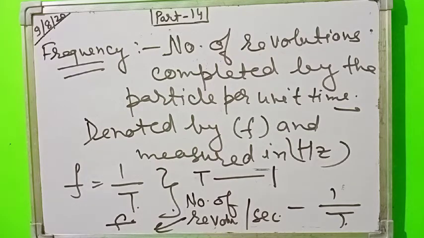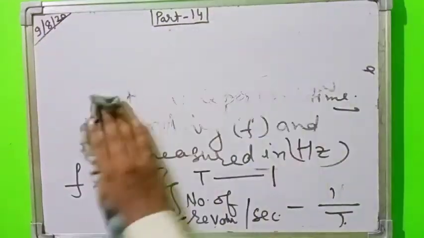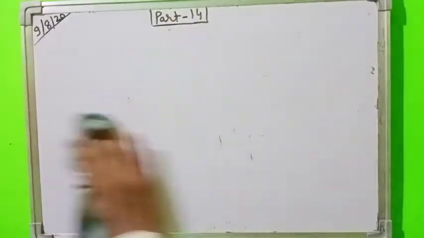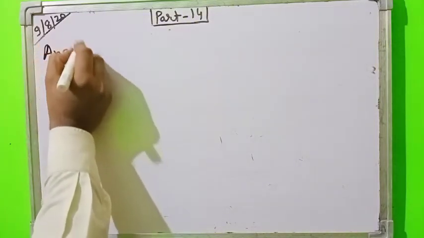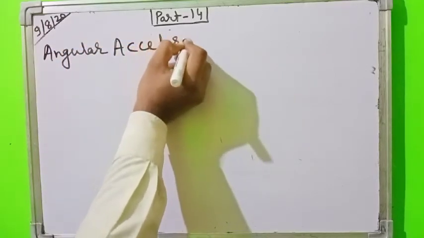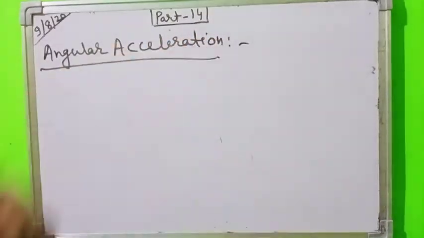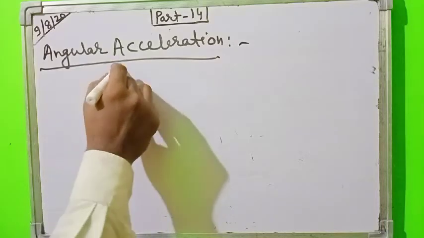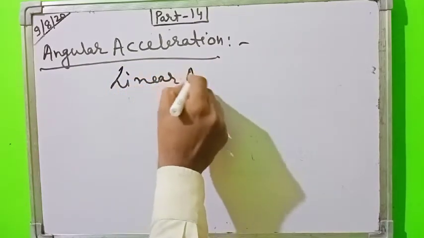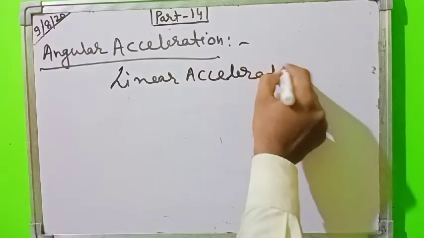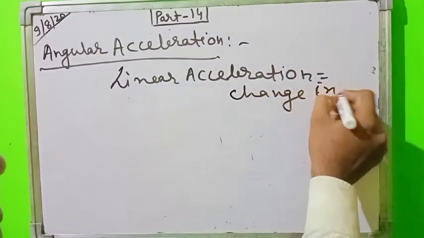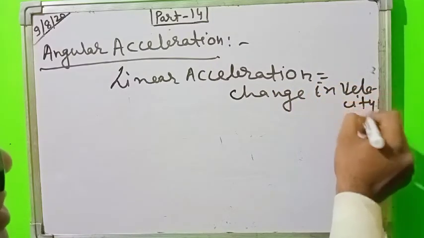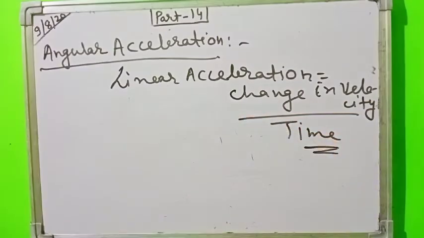Now angular acceleration. As you had discussed, linear acceleration is nothing but change in linear velocity upon time. Change in linear velocity upon time is linear acceleration.